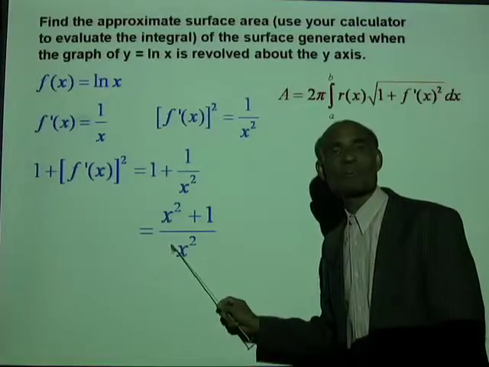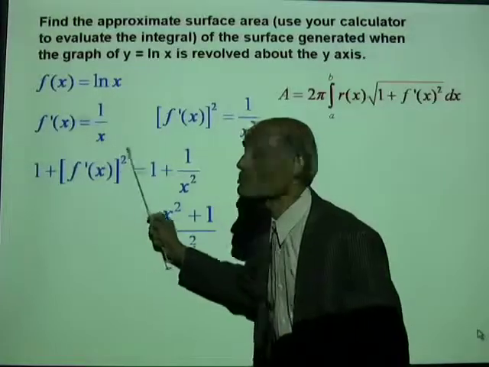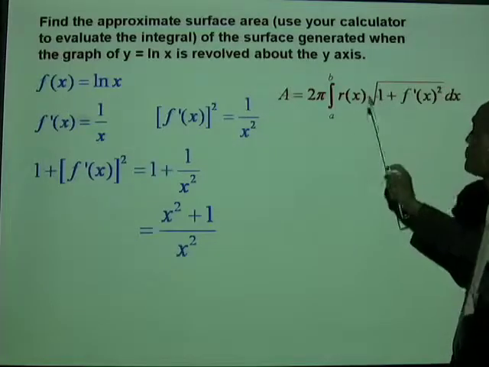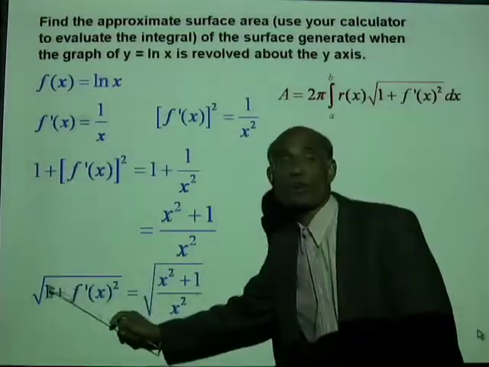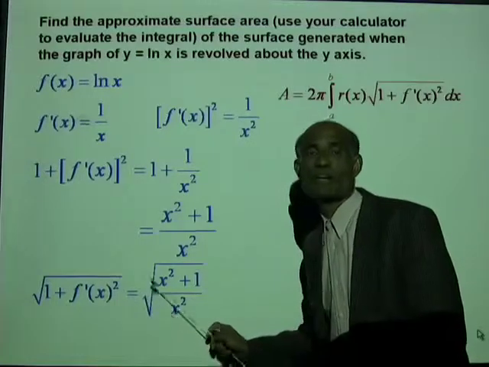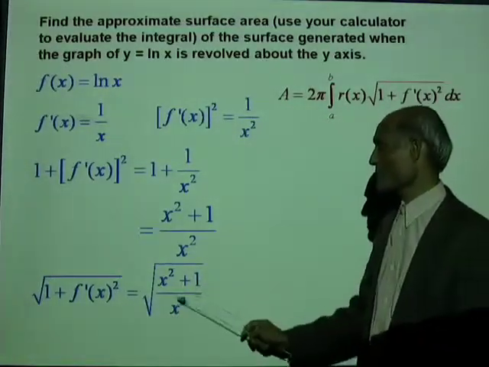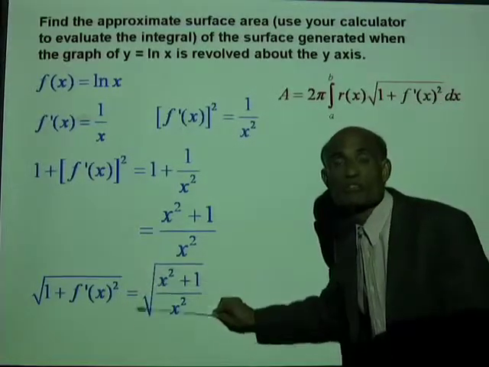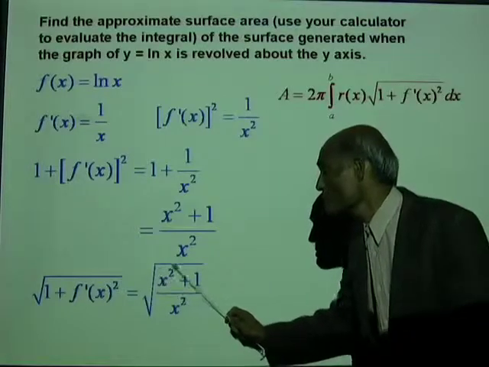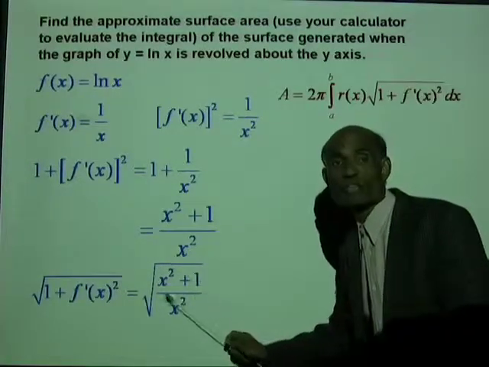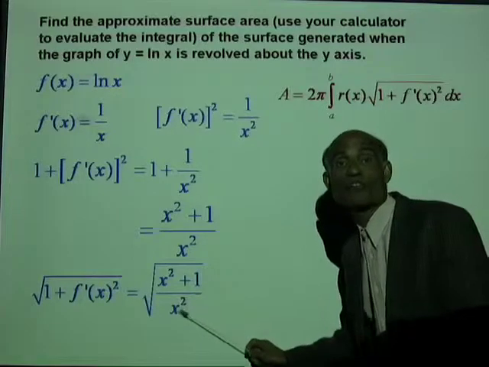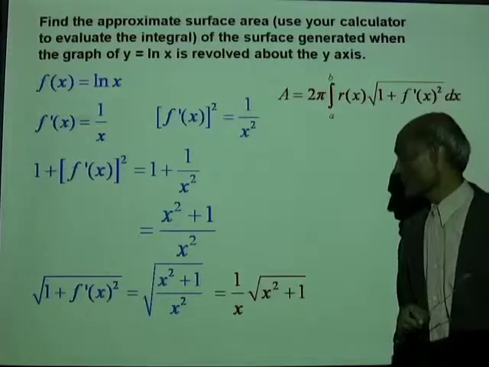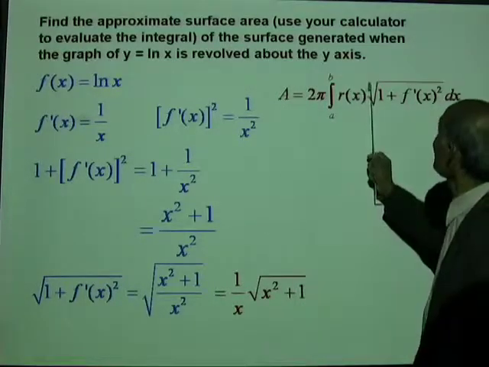What is the next step? We need to find the square root of this quantity. Is that right? This quantity needs to be under square root. So find the square root of 1 plus f prime x squared is square root of x squared plus 1 over x. Well, you can again split this into 2 square root. That will be square root x squared plus 1 on the numerator, and square root x squared is x on the denominator. So that will be 1 over x square root x squared plus 1. That is this quantity.